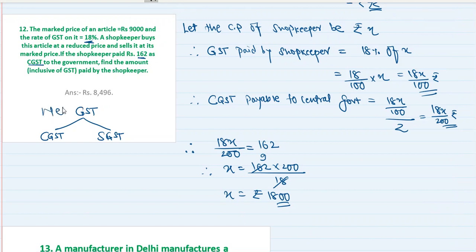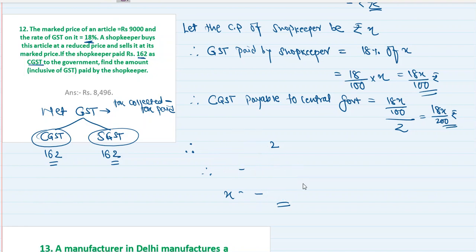The net GST is tax collected minus tax paid. Tax collected minus tax paid is the net GST, which gets subdivided into two parts. And this part is 162 rupees, so this part will also be 162 rupees. Remember that. Okay, so talking about my mistake, now I'm going to do it separately all over again with a different method, because now we know that.